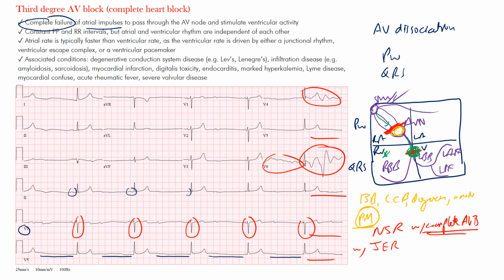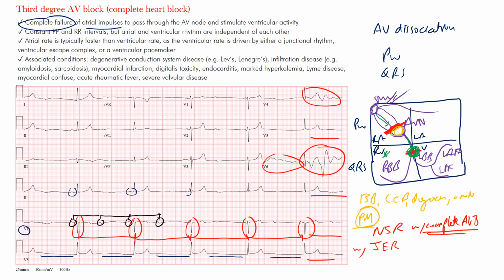All right, so you'll have a constant P to P interval, so those P waves that we noticed, and constant R to R intervals. So these intervals tend to be constant. Okay, and as we mentioned with the P waves, which are these ones here, if you were to measure out these P to P intervals, they would be constant as well because it's a separate rhythm. Okay, and the atrial and ventricular rhythms are independent of each other. The atrial rate tends to be faster than the ventricular rate, as the ventricular rate is driven by either a junctional rhythm, as we saw here, a ventricular escape complex, or a ventricular pacemaker. Now, we mentioned a number of associated conditions that are listed here that you can review.